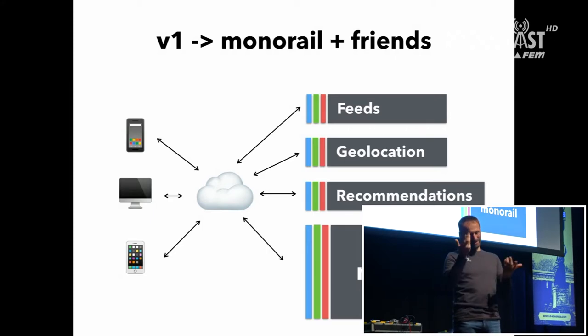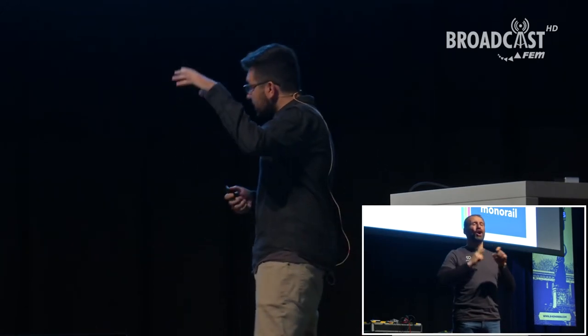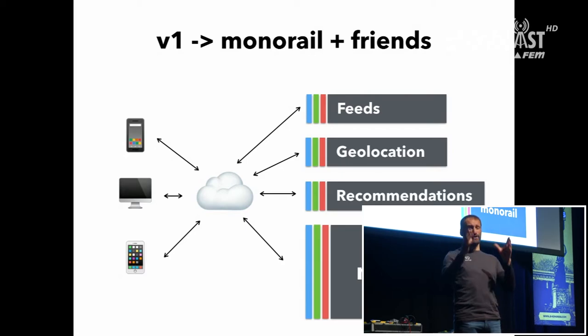So I like to call this V1 as monorail plus friends. You see that we started to extract out a few of the different concerns that used to exist in that monolithic app and extract them into microservices. So we extracted recommendations, geolocation, feeds for our users, and a lot of other stuff.